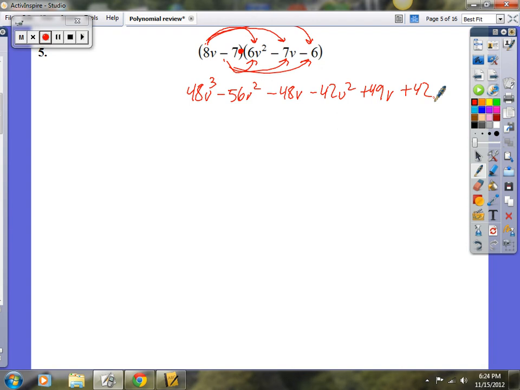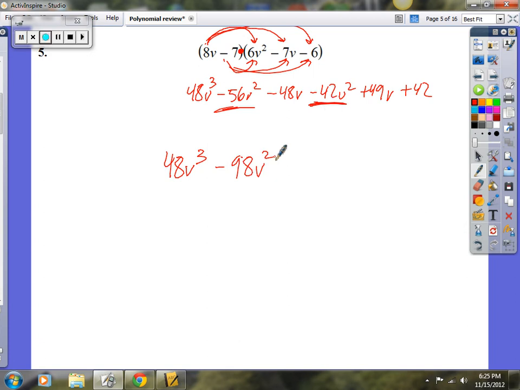So if you multiply through, now you've got a polynomial with 1, 2, 3, 4, 5, 6 terms. So of the 6 terms, let's combine our like terms. You're going to have a total of 48v cubes. These guys right here go together. You are going to have a total, let's see, negative 56 and negative 42 is negative 98 v squareds.